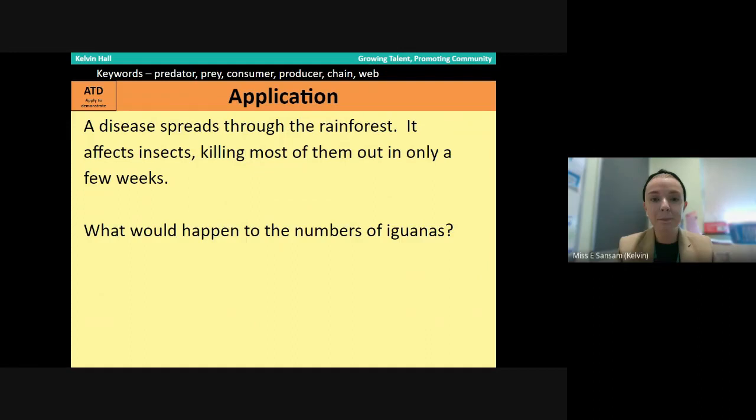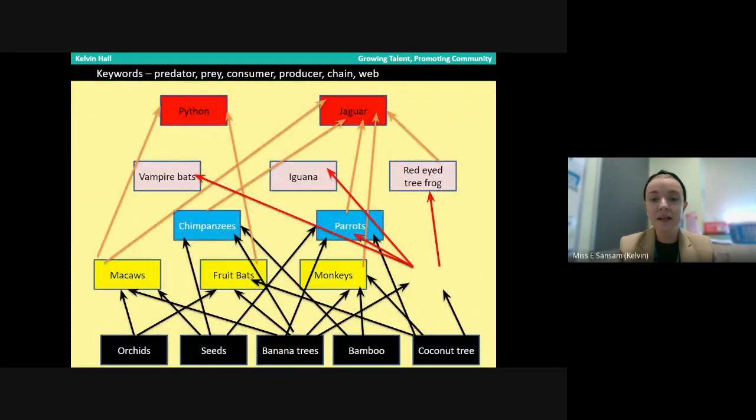So I'll put the food web back on. And again, your teacher can pause the video so it gives you a bit of chance to look at the food web and answer this question. So there's the food web back. So the insects have gone. So the insects were here.